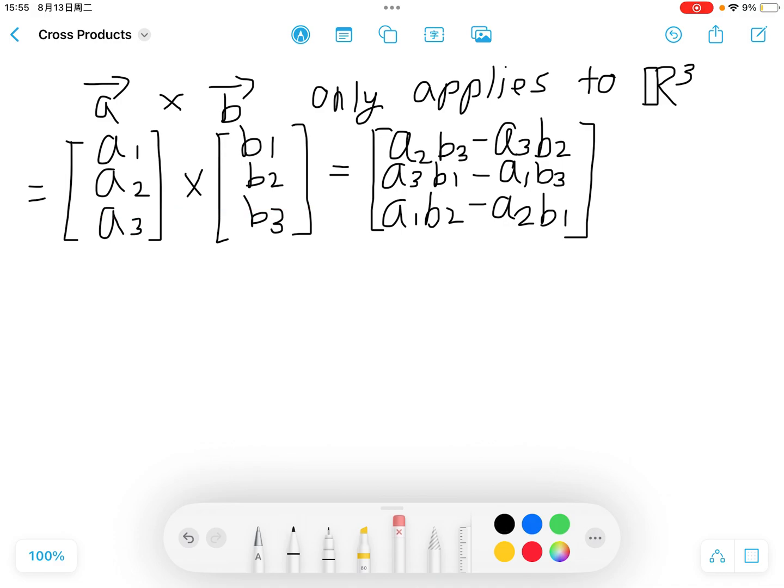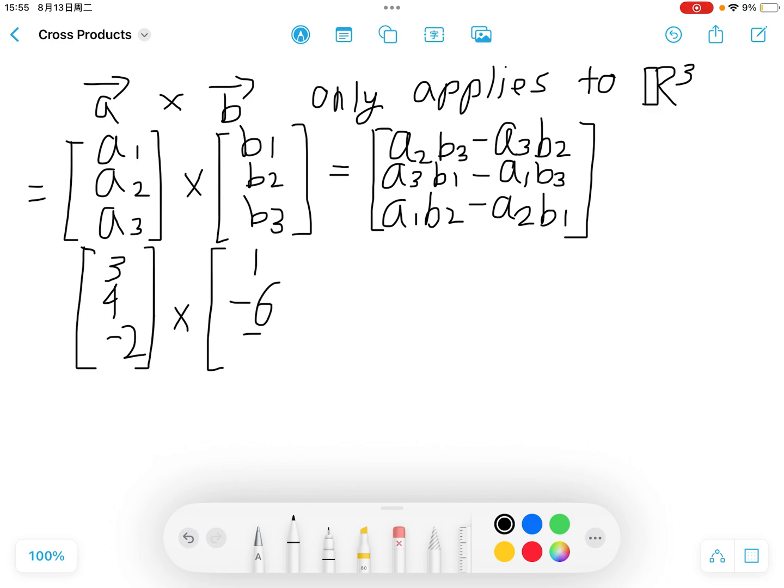So now let's just work through a few examples so you can hopefully get more familiar with this system, because the system is kind of weird. Okay, so example 1. Let's say vector A is 3, 4, negative 2. Vector B is 1, negative 6, 5. I'm going to go ahead and find the cross product of these two vectors.